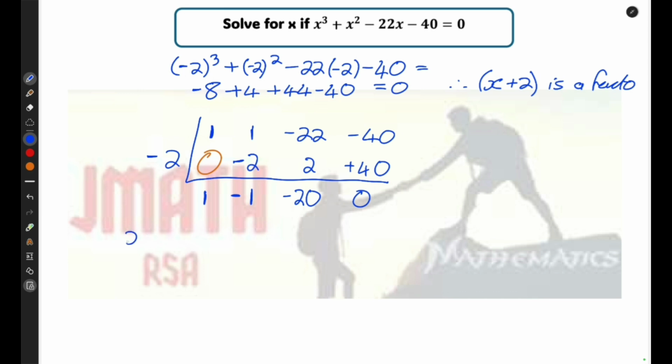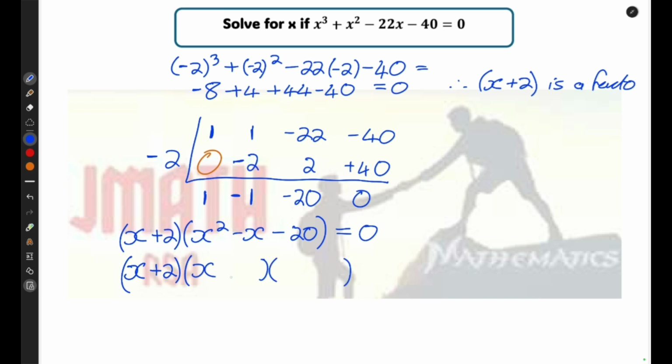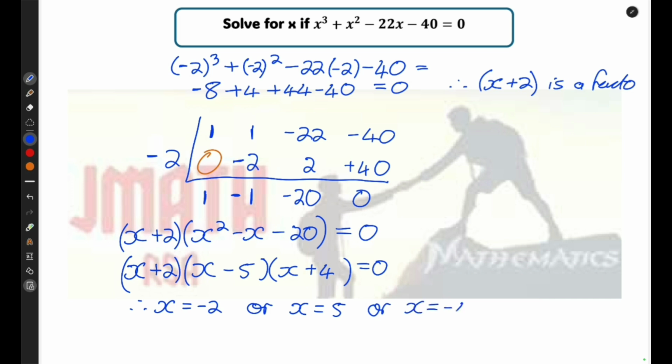Now I can write the brackets. So x plus 2 in my first bracket, and then x squared minus x minus 20 should equal 0. I can just do that little trinomial. So what times what gives me 20, and if I subtract them, I need to get a 1. So this would be x minus 5, and then x plus 4 equals 0. Therefore, x is equal to minus 2, or x is equal to 5, or x is equal to minus 4.